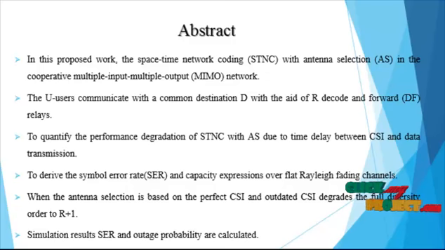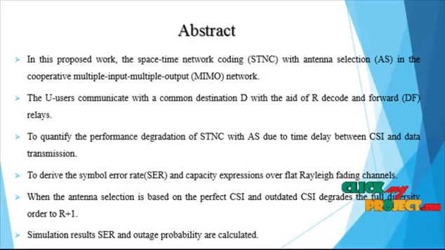Let us discuss the abstract of the project. In this proposed work, we investigate space-time network coding (STNC) with antenna selection (AS) in a cooperative multiple-input multiple-output (MIMO) network, where U users communicate with the common destination D with the aid of R decode-and-forward (DF) relays.